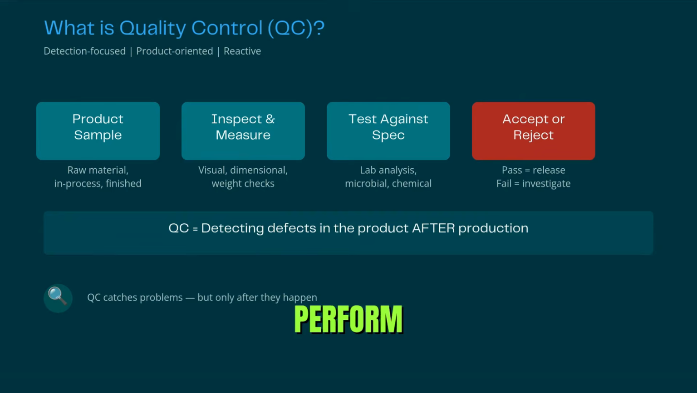Number two, they perform inspections and measurements. It could be visual inspections, dimensional inspections, and weight checks. Three, they do tests against specifications. That is working in the lab, you performing various lab analysis, microbial analysis, and chemical analysis. Also, they either accept or reject the products, the finished products.